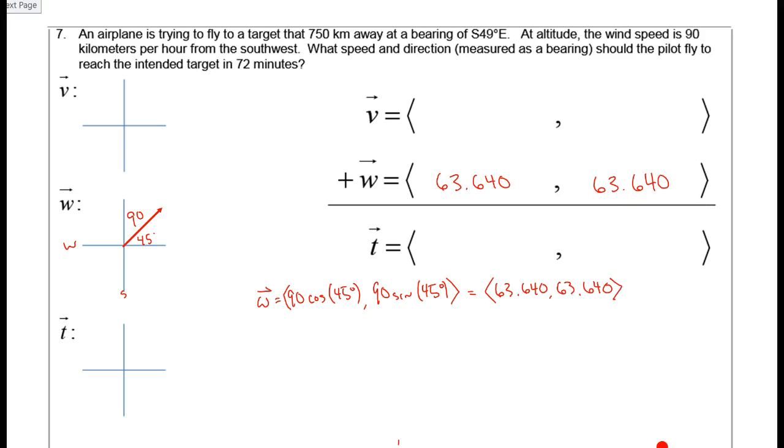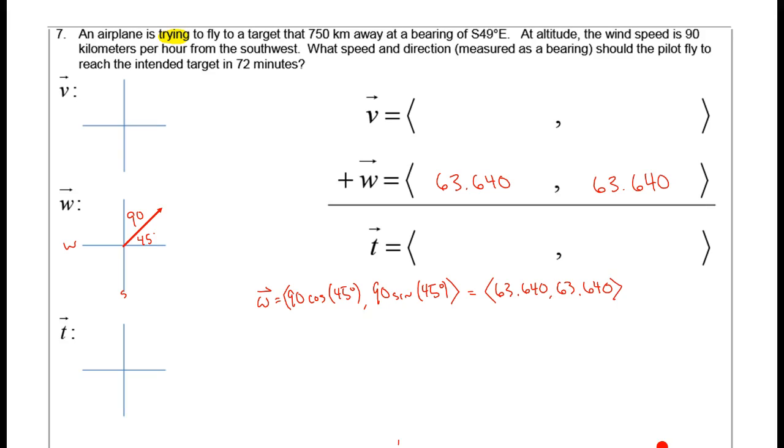So the next thing that we're going to try and figure out in this problem is we're given some information about where the airplane is trying to fly, and we have to figure out, is that going to help us with the vector v or the true vector t? Well, the key to this problem is right here. The airplane is trying to fly to a target that is 750 kilometers away at a bearing of south 49 east. So that tells us information about the true vector.